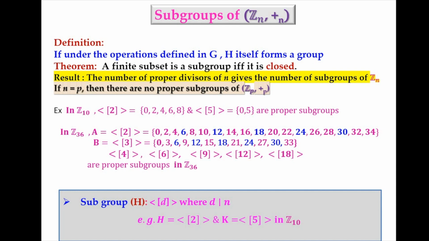Now the subgroup in this case is given by the generalization: the group generated by class D, where D is a divisor of n. So in Z10 we have class 2 and class 5. The same thing is given for the generalized case.